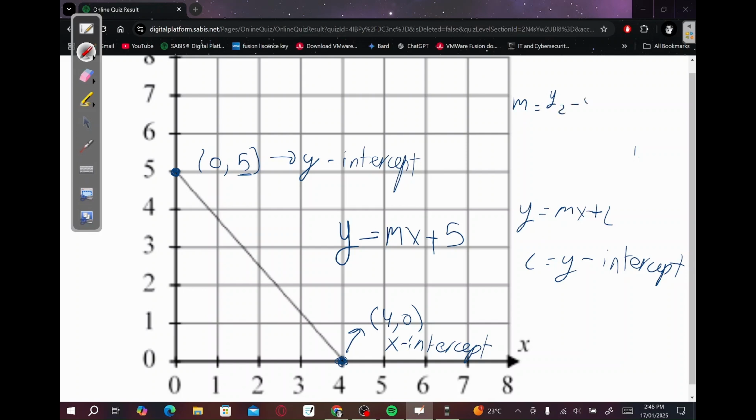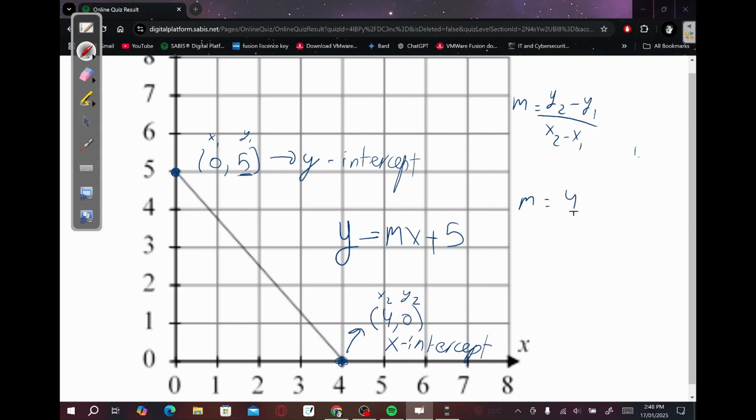Equals y2 minus y1 over x2 minus x1. Okay? So we have our points. We just want to substitute in our values. Let this point be x2 and y2, and we're going to let the 0, 5 be our x1 and y1. So m is equal to 0 minus 5 over 4 minus 0. M is going to equal negative 5 over 4.